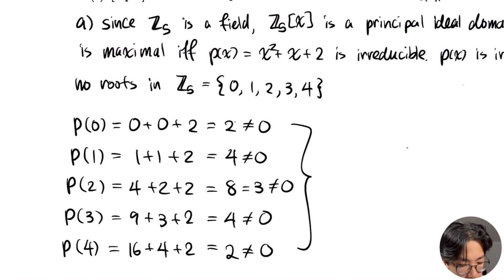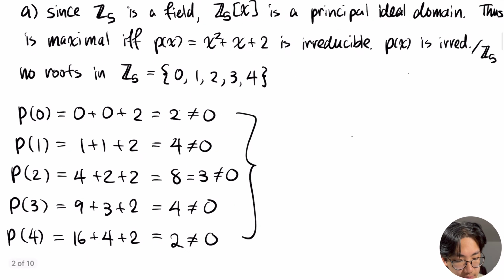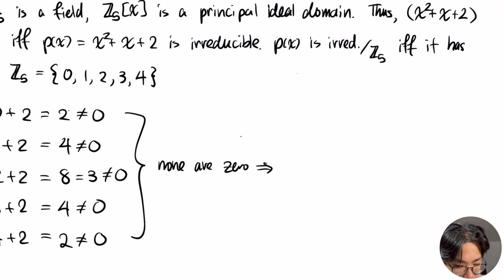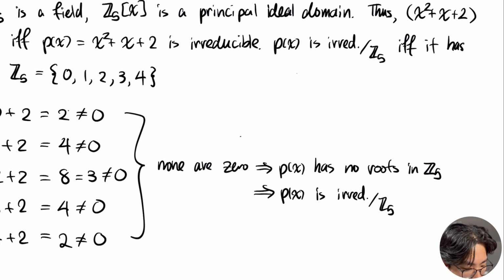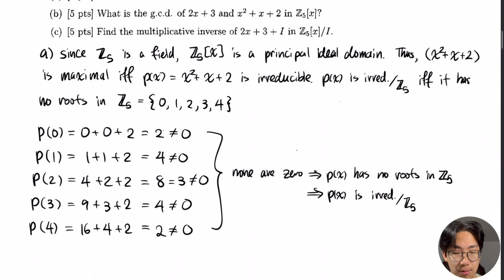We can note that none of these values over here are 0, and that simply means that none of these values are actually roots of this polynomial, and hence we can conclude that p of x has no roots in Z5. Which is also enough to support our claim that p of x is irreducible over Z mod 5. And that completes part A. So let's take a look at part B now.